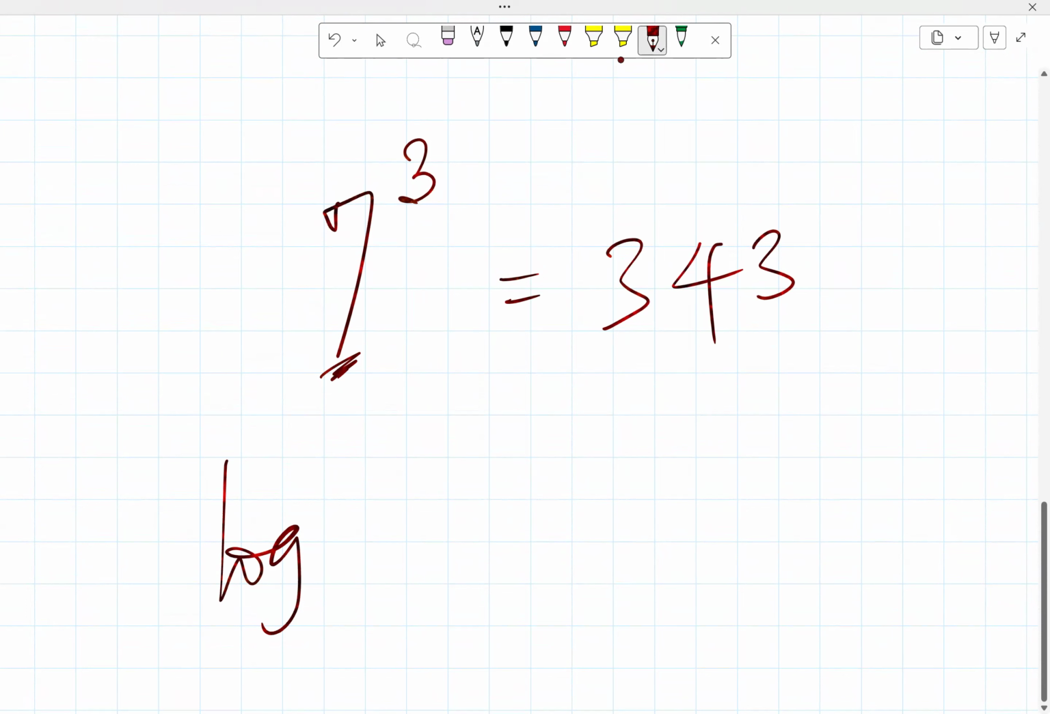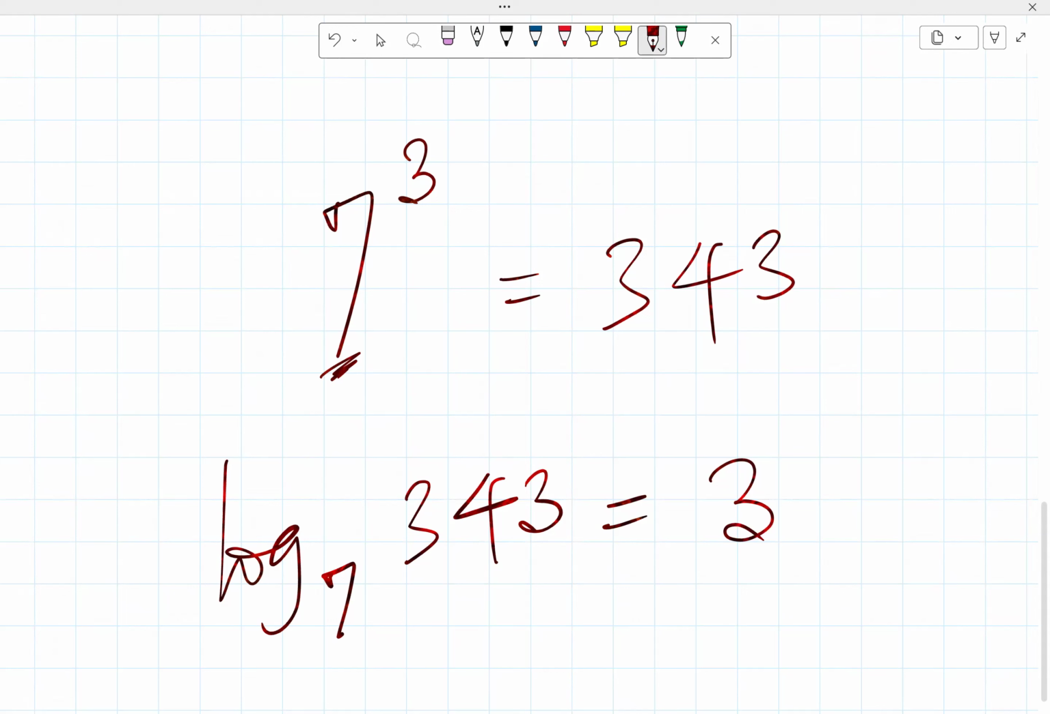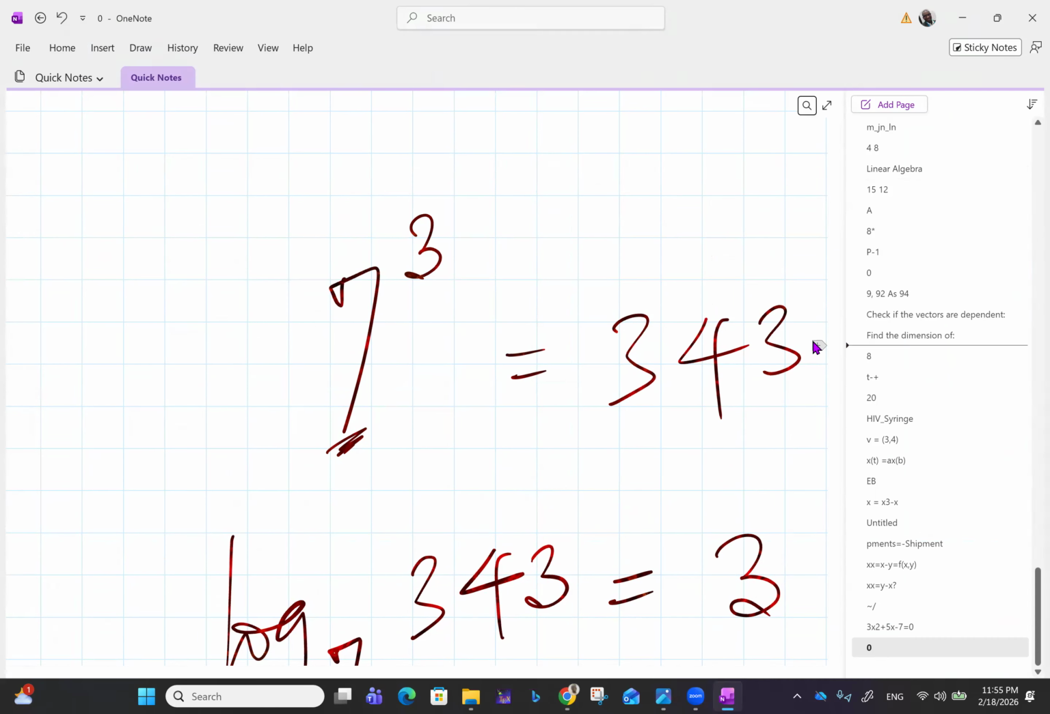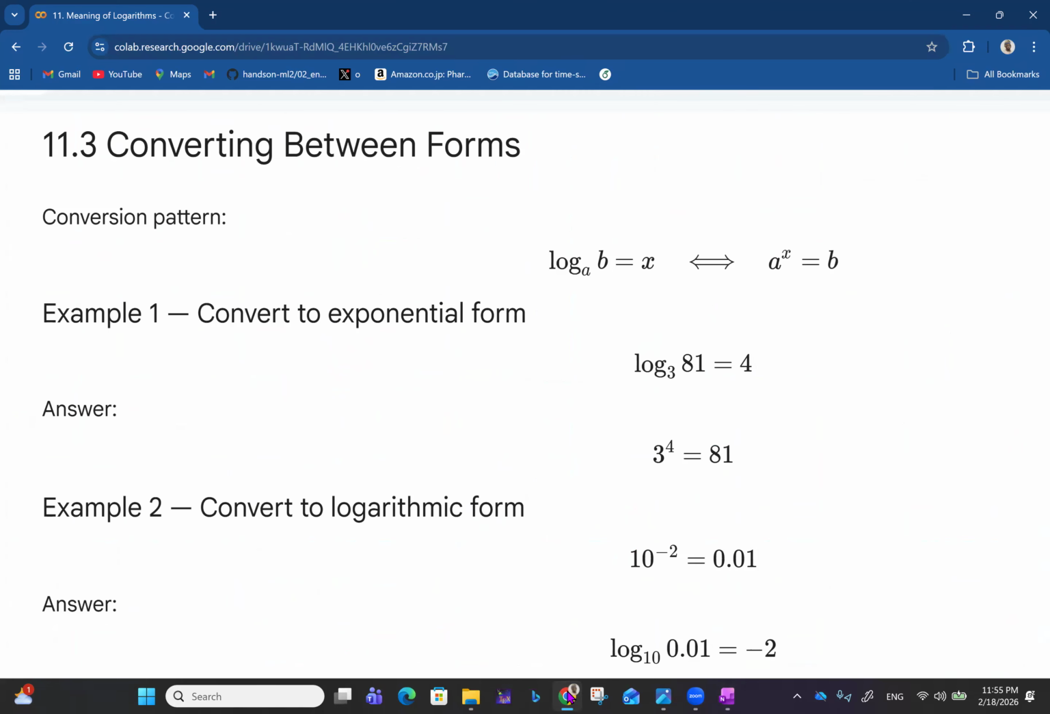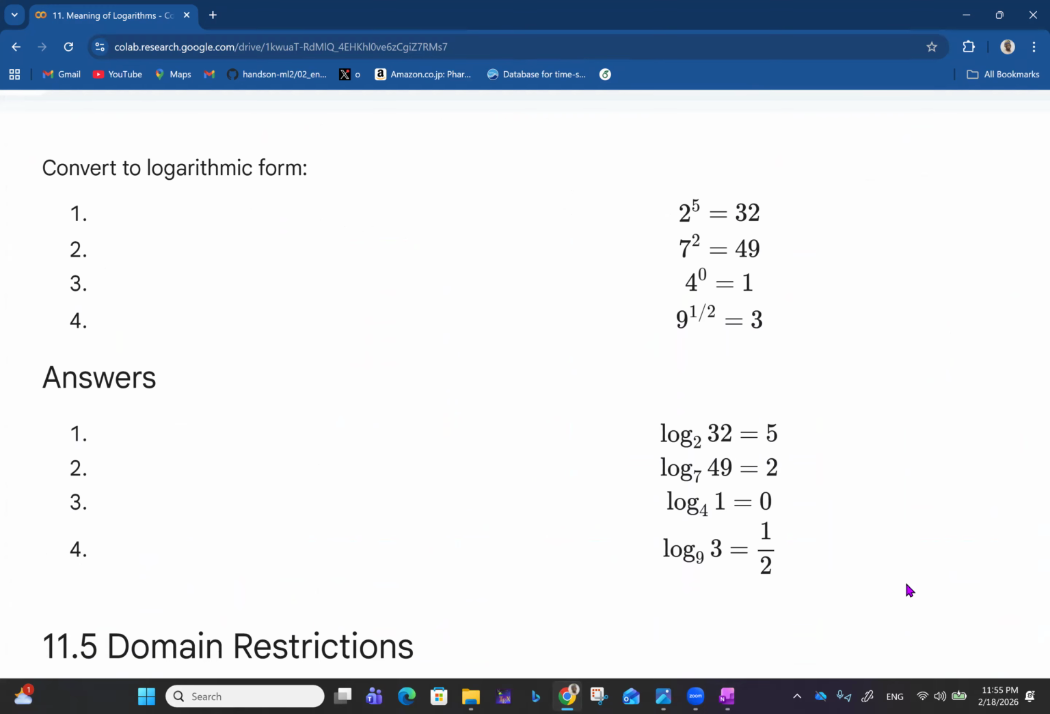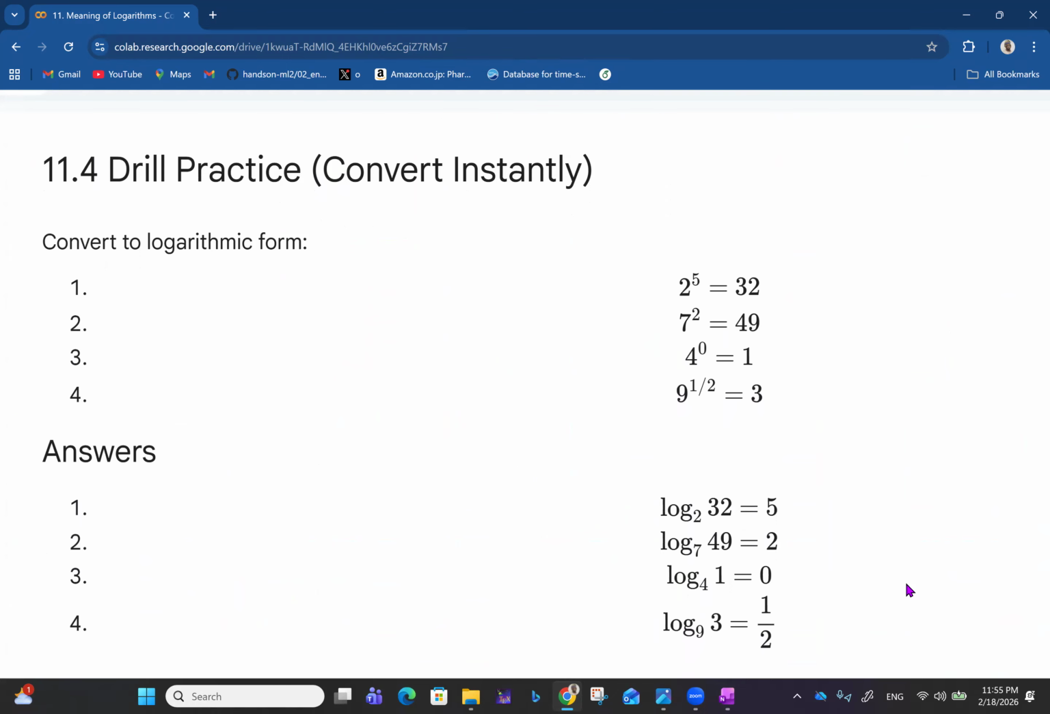So the log to base 7 of 343 is equal to 3, like that. Okay. So with that done, we then move on to other things. Let's look at a quick drill practice where we convert instantly. So convert to logarithm form.